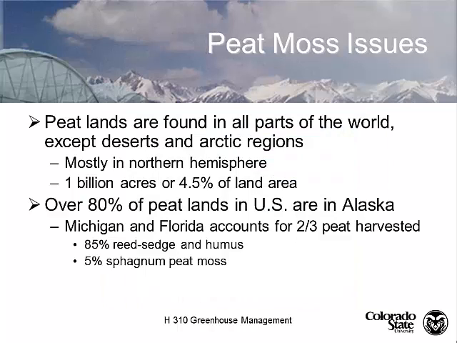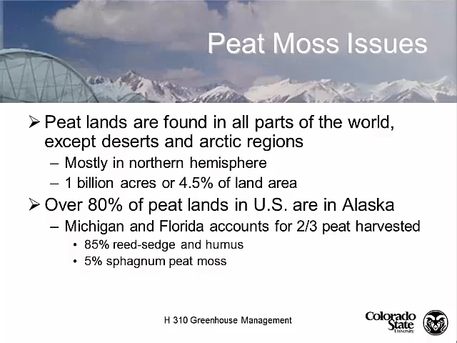Peatlands are found in all parts of the world, mostly in the northern hemisphere. About 4.5% of the total land mass of the world is peat bog. 80% of the peatlands in the United States are in Alaska. Most of those are inaccessible for harvesting.